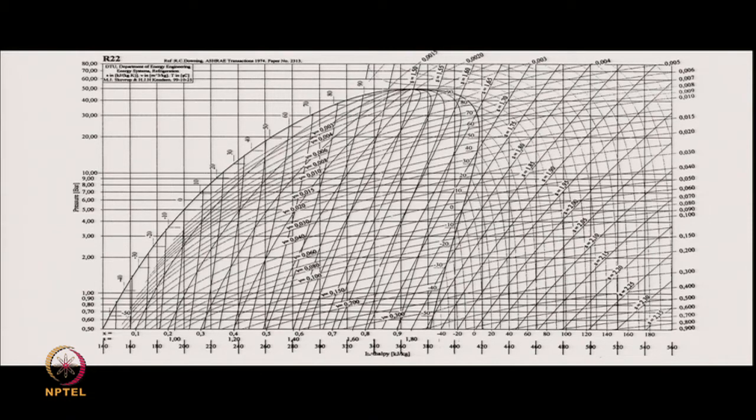So, constant entropy lines are all these. These are constant entropy lines here. Then there is something to do with vapor quality. So, we have lines here representing right from 0.1 up to 0.9, lines of constant vapor quality.